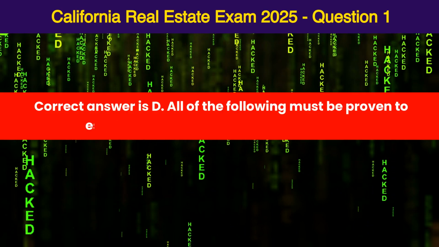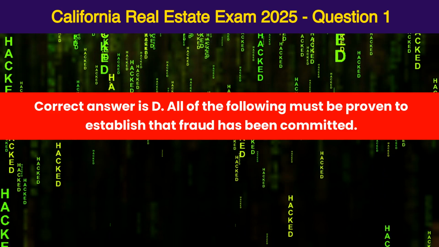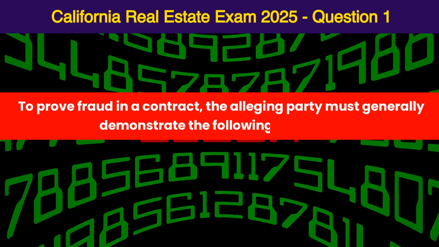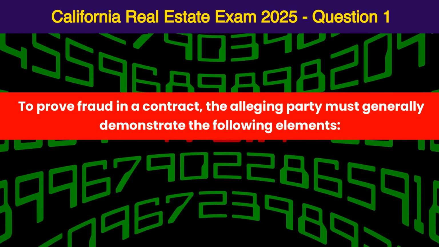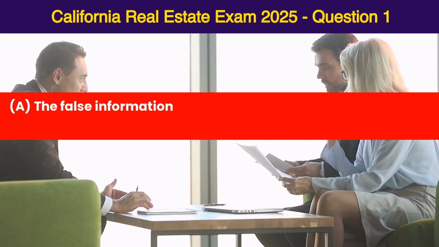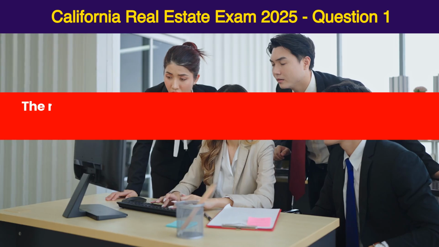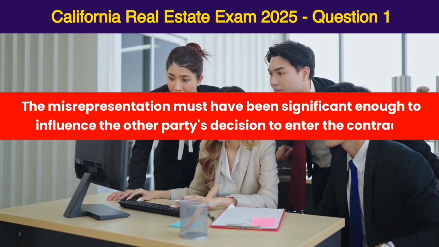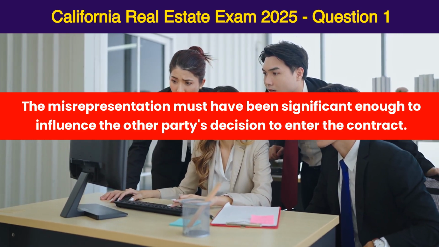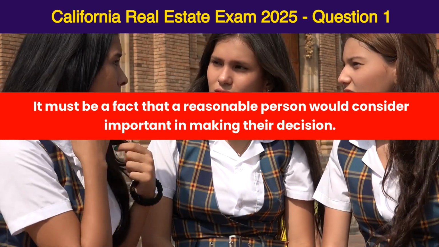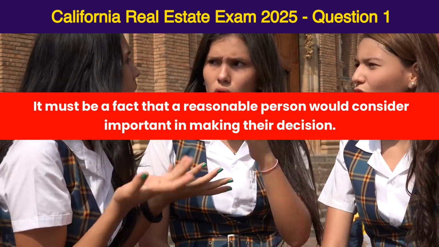Correct answer is D. All of the following must be proven to establish that fraud has been committed. To prove fraud in a contract, the alleging party must generally demonstrate the following elements. A. The false information was material to the contract now being challenged. The misrepresentation must have been significant enough to influence the other party's decision to enter the contract. It must be a fact that a reasonable person would consider important in making their decision.